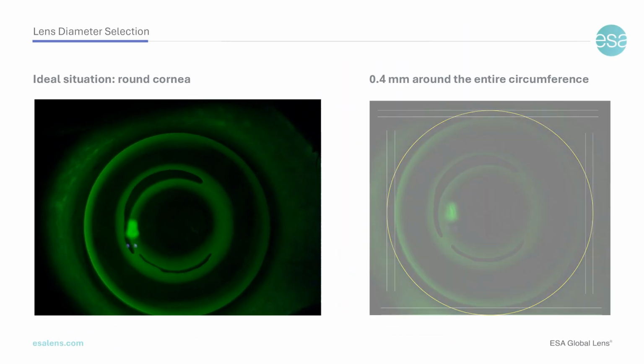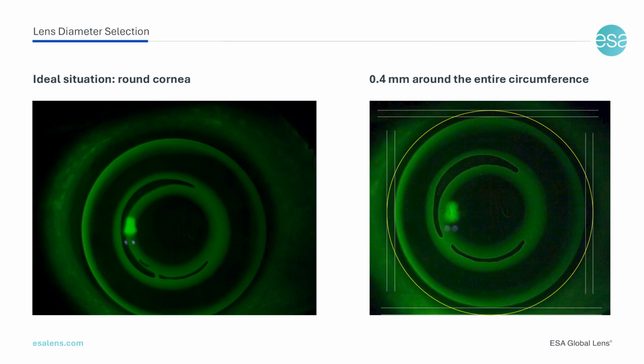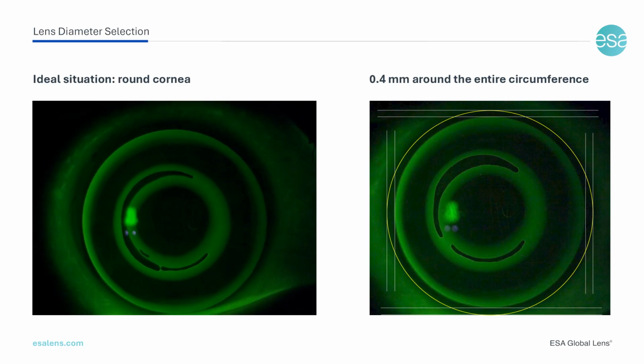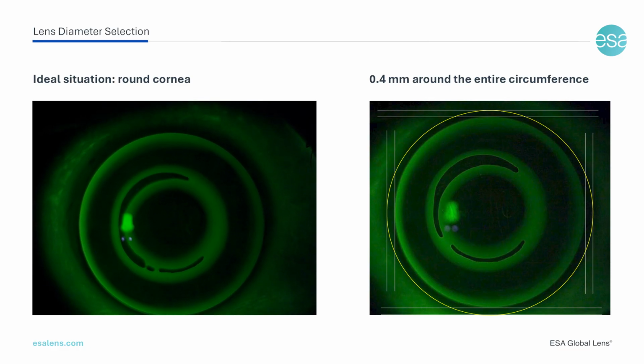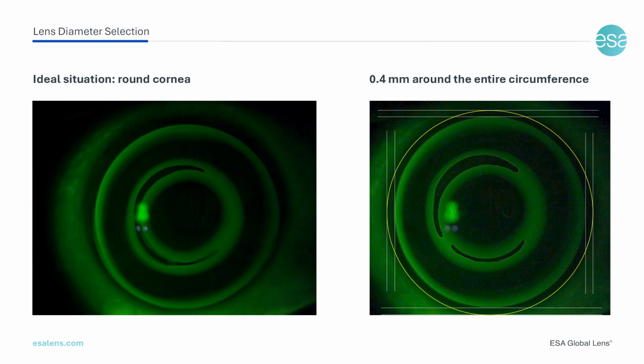Do not pay attention to the bubble in the tear reservoir zone. It is simply air trapped under the lens. A limbal gap, that is, the distance between the lens edge and the limbus, of 0.4 mm around the entire circumference is desirable. This is an ideal example, however. In reality most corneas are elliptical, meaning that the vertical diameter is smaller than the horizontal one.